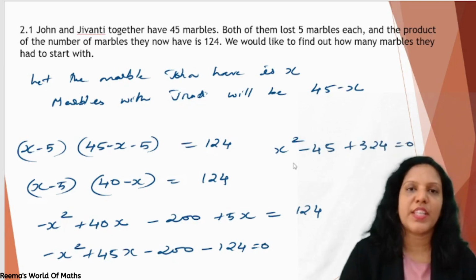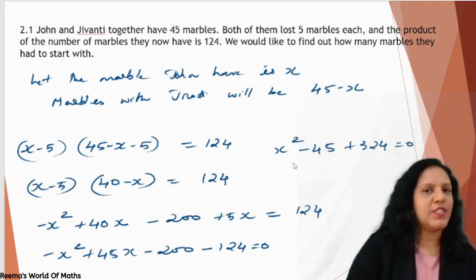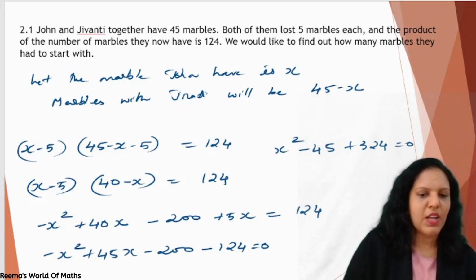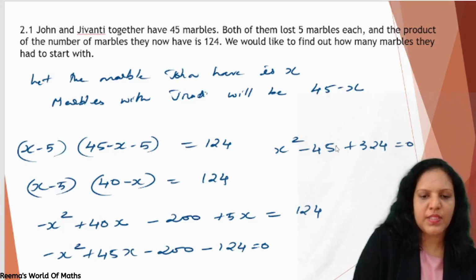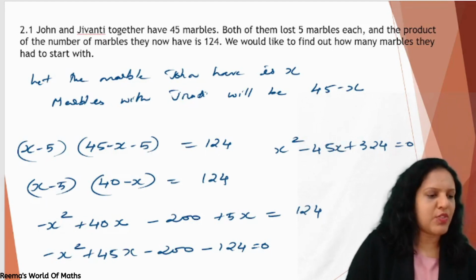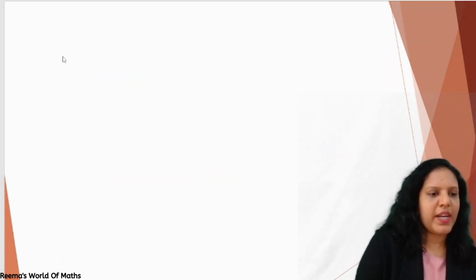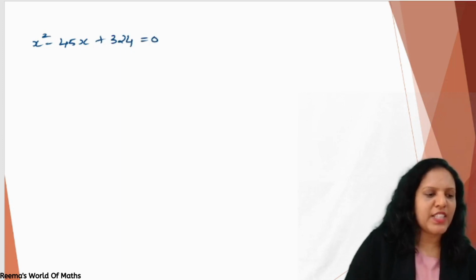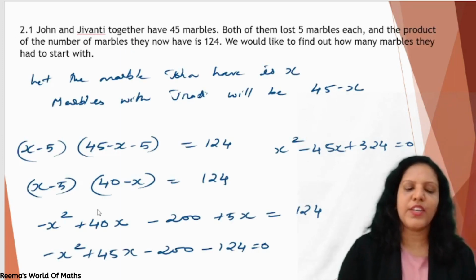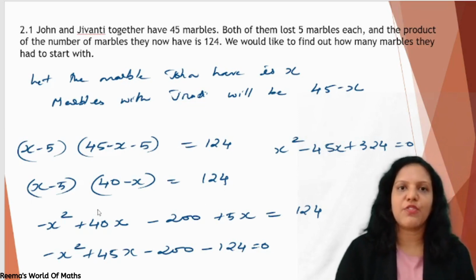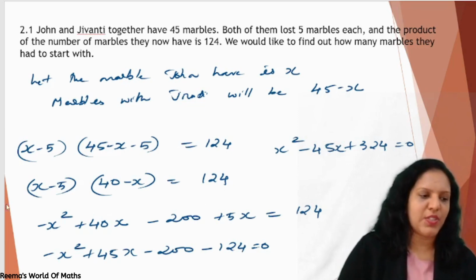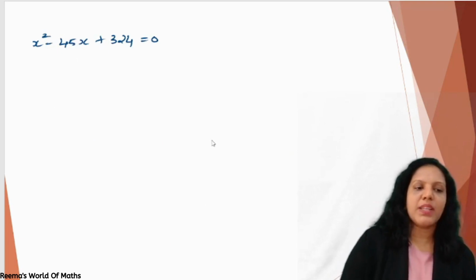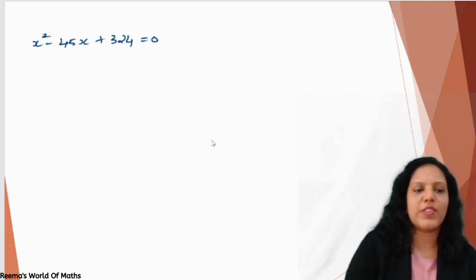So this is a quadratic equation. Now we can find the solutions. That is X squared minus 45X plus 324 equals 0. So why did I change the sign from minus X squared to plus X squared? I changed the sign for all the terms, so it will be easy for us to calculate. So that is X squared minus 45X plus 324 equals 0.